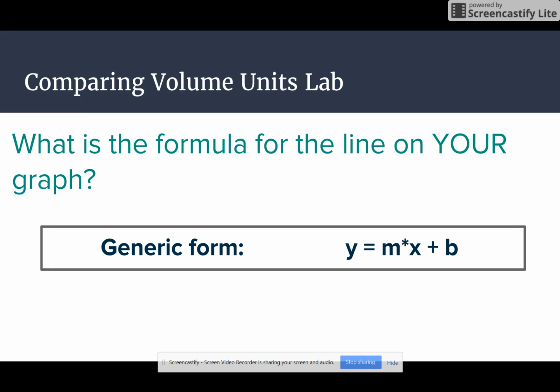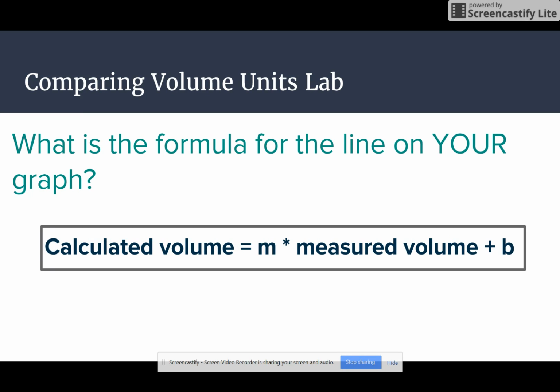The generic formula for a line, and many of you will find that you have a positive slope, which means there's a straight line that starts in the lower left-hand corner and slopes upward toward the upper right-hand corner, is y equals mx plus b. For us, we're going to substitute in some information. Y is the calculated volume, and instead of x, it is the measured volume. That is what we had graphed on our graph.